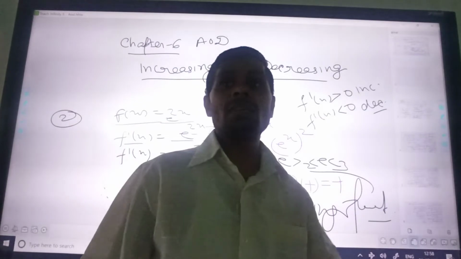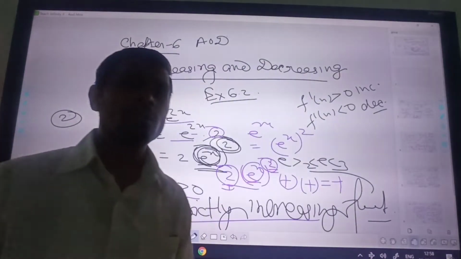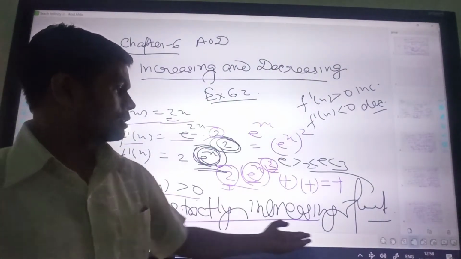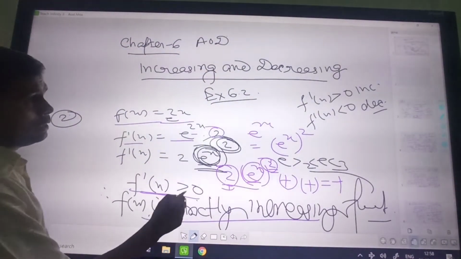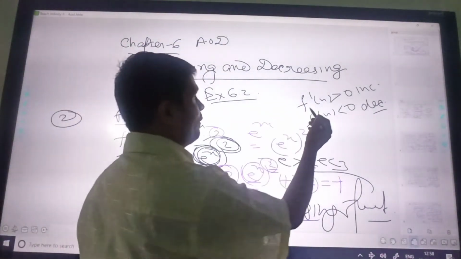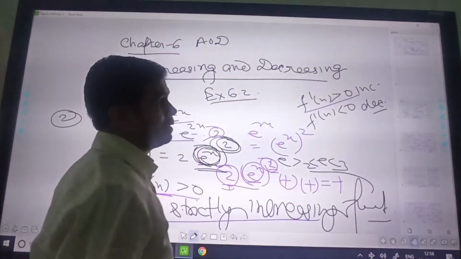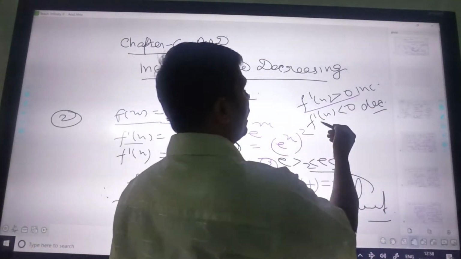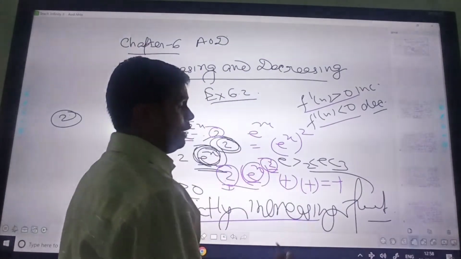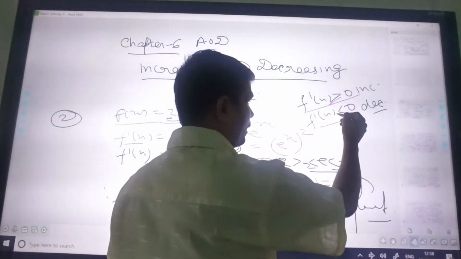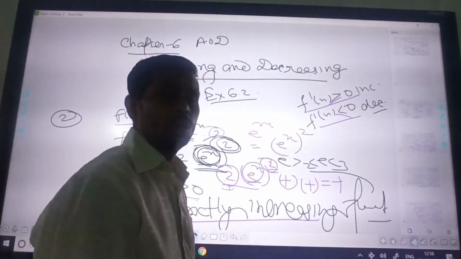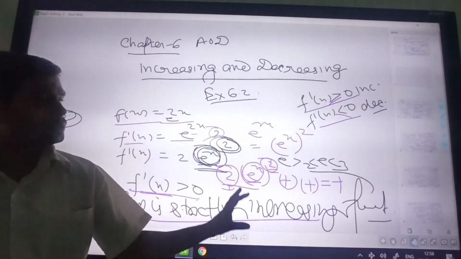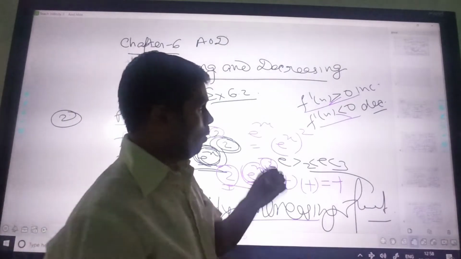So the question was to prove that the function is strictly increasing. Now we have proved that the function is strictly increasing because f dash x is greater than 0. So I have mentioned here, if f dash x is greater than 0, it is strictly increasing. If it is less than 0, it is strictly decreasing. Sometimes if it is greater than or equal to, then we will remove the word strictly. I hope it is clear to you. So now we are moving to one more question.